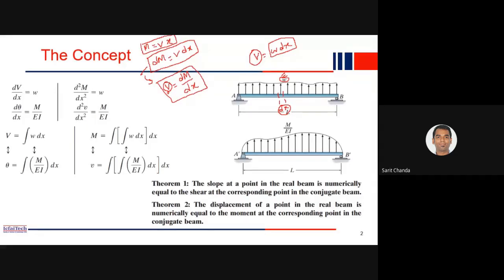What is W? W is the UDL, uniformly distributed load. So that is basically force W into total length. You will get the total force acting on a particular segment. If this distance is dx, then how much total force is acting in that? W is the unit force per length, and the length here is dx. So total force acting in this small segment is W into dx. So our shear force V can be denoted as equal to W into dx.